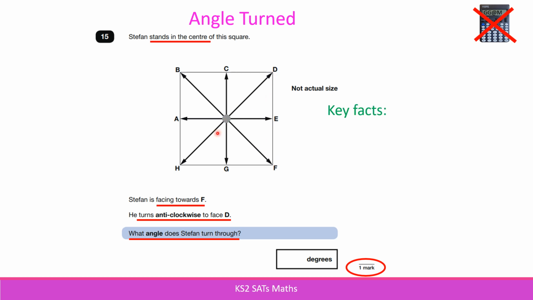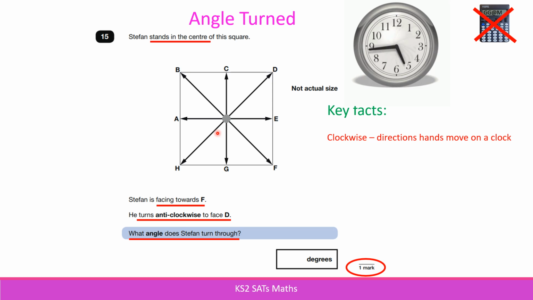So our key facts. We need to know what the word clockwise means, because we've been told that it turns anti-clockwise. So we need to know which direction clockwise is. So clockwise is the direction the hands move on a clock. So you can see up here my clock is going round. So if the direction is moving round this way to the right, then this is clockwise. So if I start at F and I move round to the right in this direction here, I'm going round clockwise.